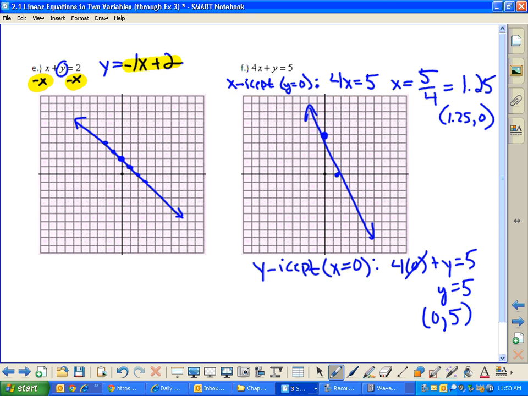And then lastly, for our y-intercept, you let x equal 0. So if you let x equal 0, you have 4 times nothing plus y equals 5. Y is 5, so you get (0, 5). Questions about that?